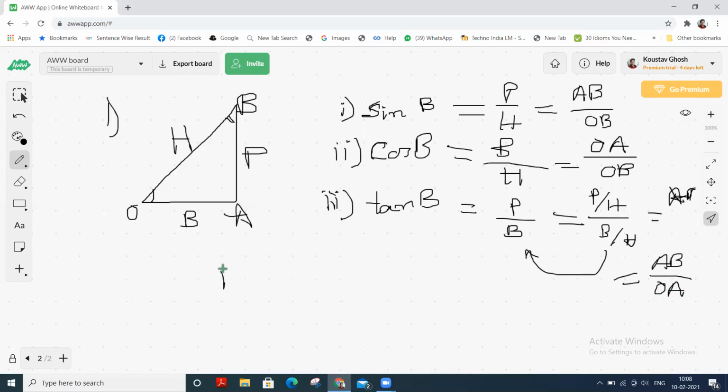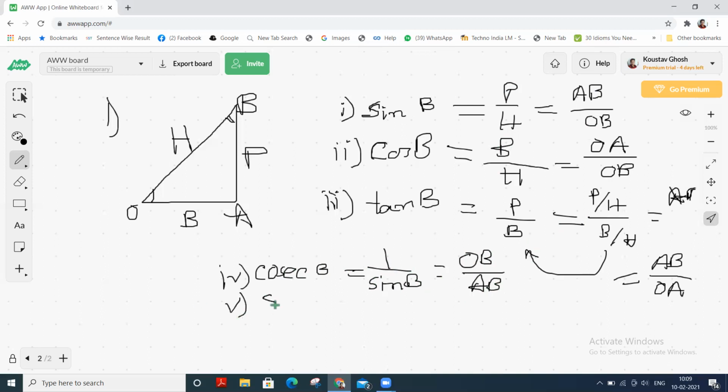Then point number 4. What is the cosec B? Cosec B is nothing but 1 divided by sin B. Sin B is P by H, so cosec B equals H by P, the reciprocal of sin B. So this is OB by AB.